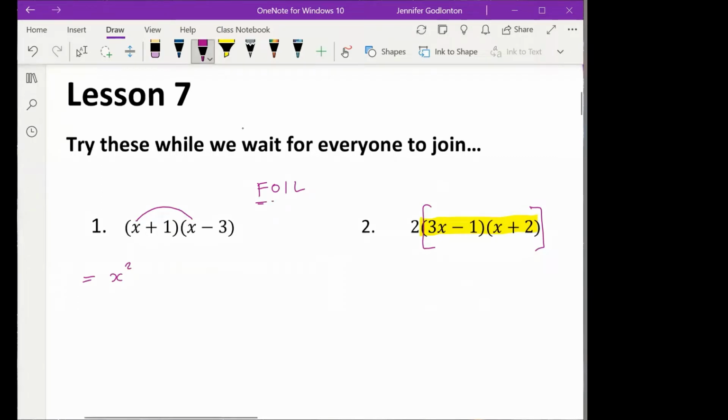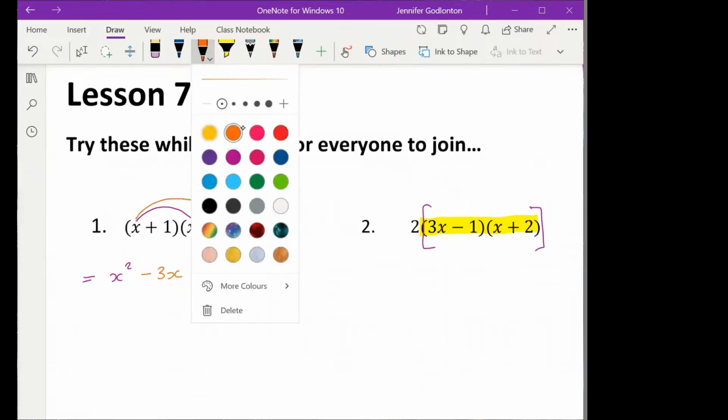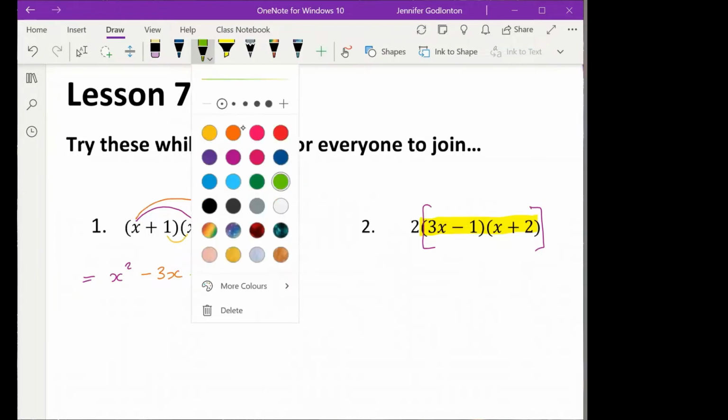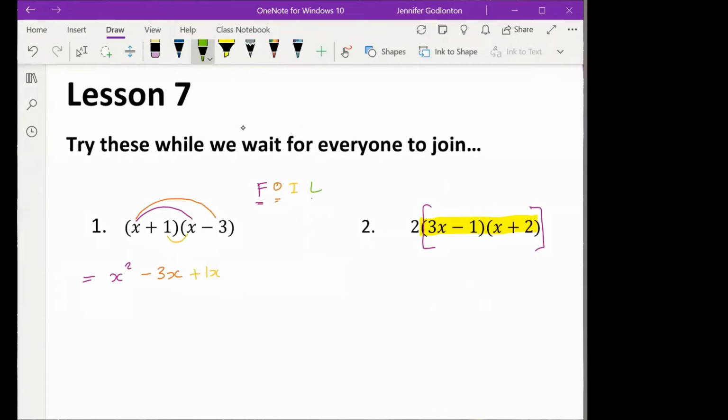The O, I'm going to use different colors as we move along here, just so that you can see what I'm doing. The O stands for outer. So that's x times -3, which is -3x. Then we have the I, which stands for inner. So it's 1 times x, which is 1x. And we have the L for last. So that's 1 times -3, which is -3.